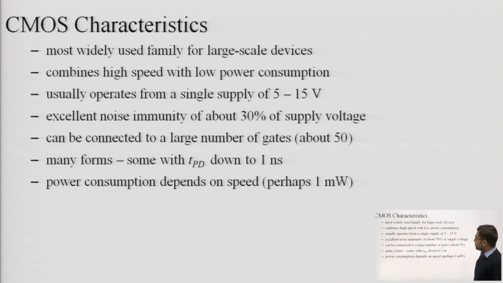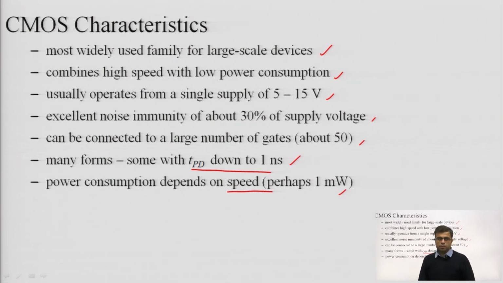So these are the CMOS characteristics. It is the most widely used family for large scale devices, combining high speed with low power consumption. It usually operates from a single supply of 5 to 15 volts, with excellent noise immunity. All these are positive points. It can be connected to a large number of gates, about 50, with propagation delay up to 1 nanosecond, and power consumption depends on speed, perhaps 1 milliwatt. All these are positive attributes of the CMOS family.